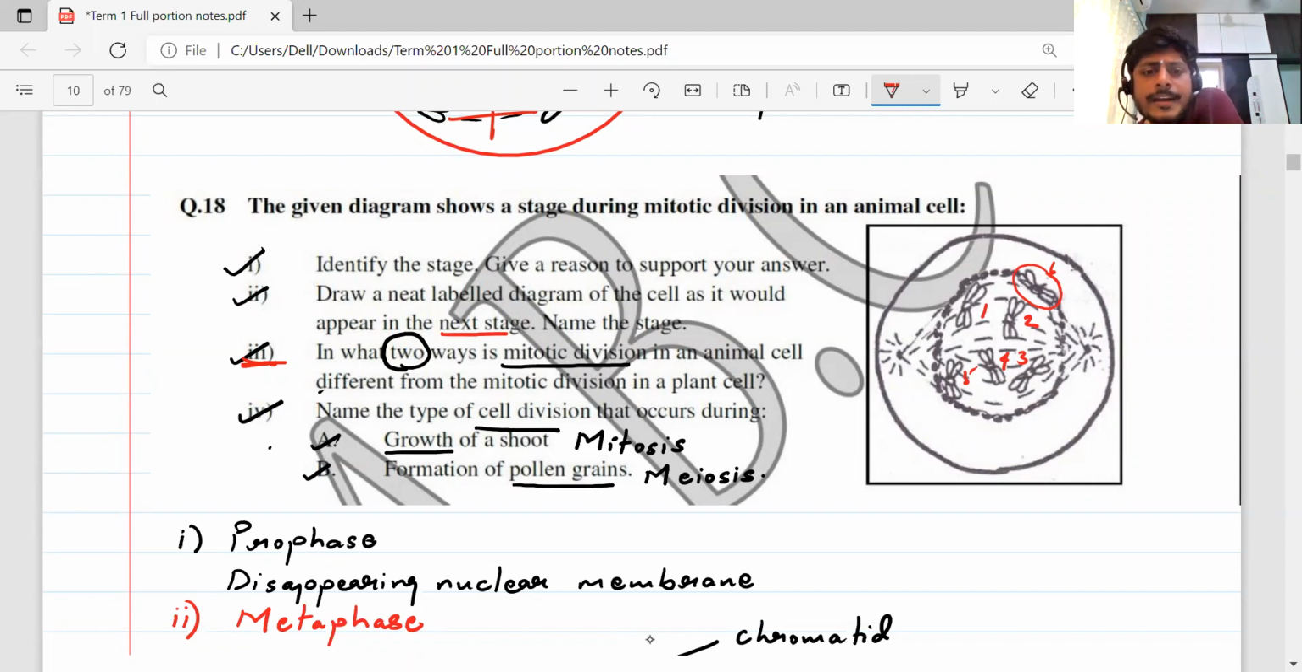This particular year, they had asked, name the type of cell division which occurs in the growth of the shoot. So growth of shoot is mitosis. And pollen grain formation. So pollen grain is the male reproductive cell in the plant. So pollen grain formation was meiosis.